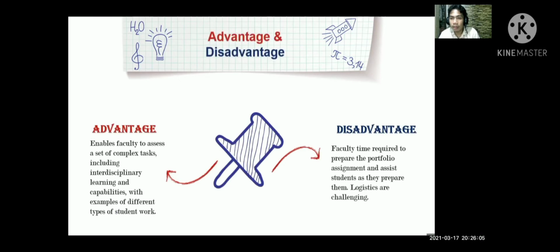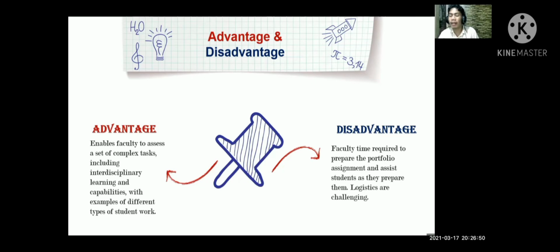Next one. So, advantage and disadvantage para sa atin, para sa ikaw isang educator, instructor, di ba? Advantage para sa faculty: enables to assess a set of complex tasks including interdisciplinary learning and capabilities with example of different types of student work. No? Doon natin na-assess yung mga kung sino yung mga estudyanteng kaya yung mga complicated tasks, di ba? Mga interdisciplinary learning, di ba? Yung mga out of curriculum na disiplina, and yung mga capacity ng mga estudyante natin na doon natin nakikita.